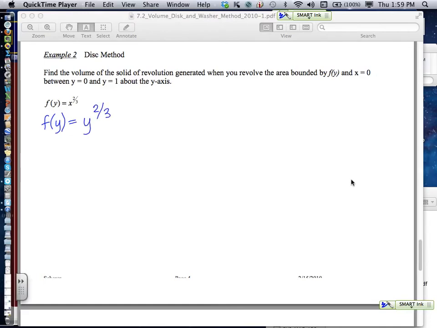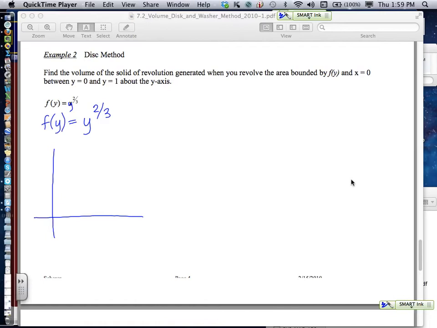So how are we going to graph that? Yeah, it's y to the 2/3. I said there was a little typo here. I want that to actually be a y. This is the area between 0 and 1, and we're going to rotate that around the y-axis. So how can we figure out that graph?